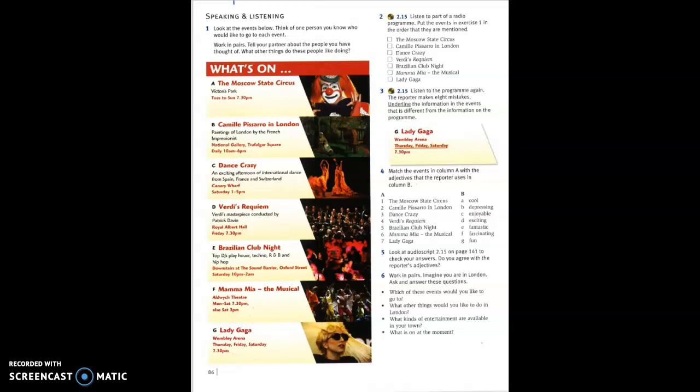If everybody seems to have got most of it right, then you could check the answers as a class and move on to the next activity. This one's a bit more challenging. They have to listen to the program, and there are 8 mistakes. So they need to be able to look at this and listen for the 8 mistakes. I'd recommend playing up to the first mistake and then stop and say, did you hear a mistake? Yes. And then they'll know what to do.